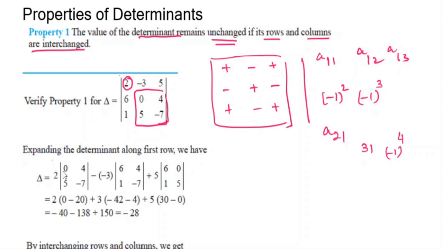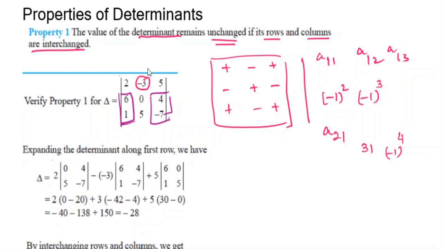So 2 into the determinant 0, 4, 5, minus 7. Then I am selecting minus because the sign is minus here. In that case, I have to ignore the first row, second column. So I have to consider only 6, 4, 1, minus 7. So that is why it is 6, 4, 1, minus 7.